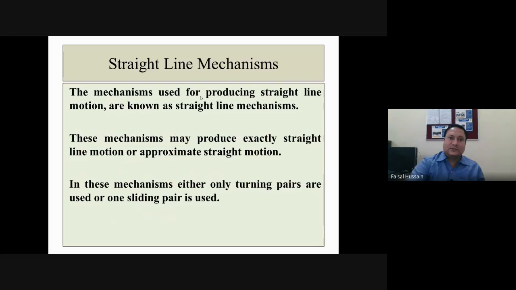Now let us move to the straight line mechanisms. In Kinematics of Machines, in unit number 1, the straight line mechanism topic is there. A straight line mechanism means a mechanism which is used for producing straight line motion. These mechanisms may produce exact straight line motion or approximate straight line motion depending upon their geometric constraints. Generally in such mechanisms, either only turning pairs or a sliding pair is used.